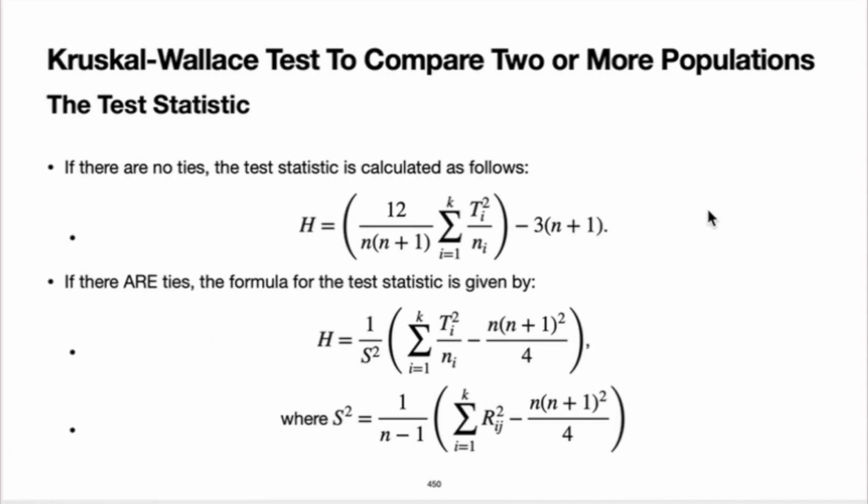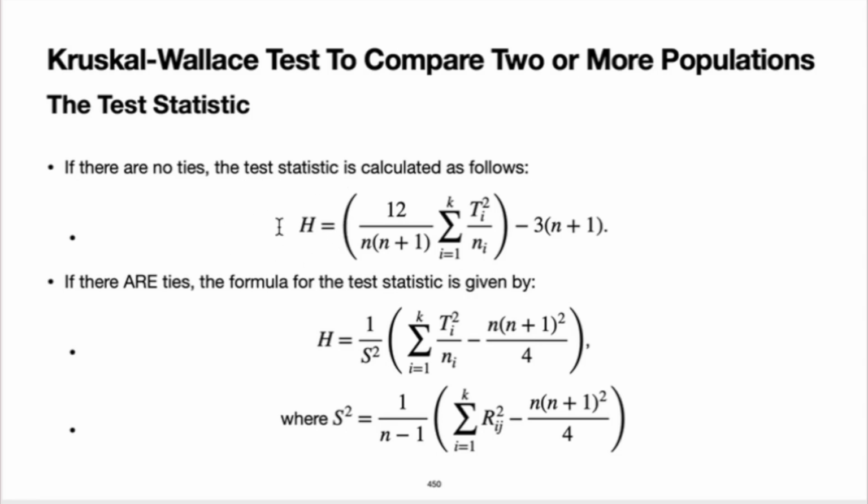Okay, now how do we calculate the test statistic? Well, it's going to be a little more involved. The formula we're going to use depends on whether there are any ties in the data or not. If there are no ties, then this is the formula that we're going to use to calculate the test statistic, which in this context is denoted by H.